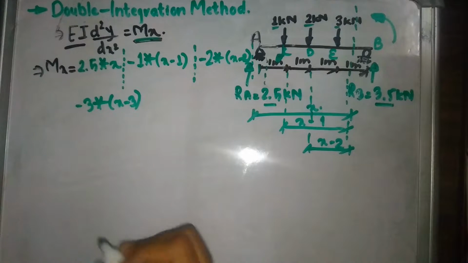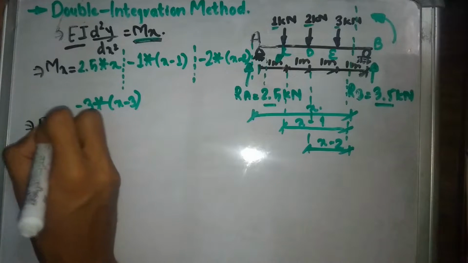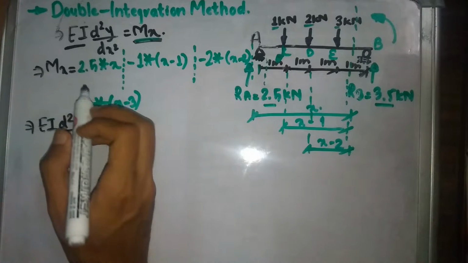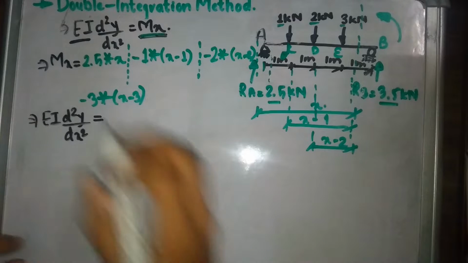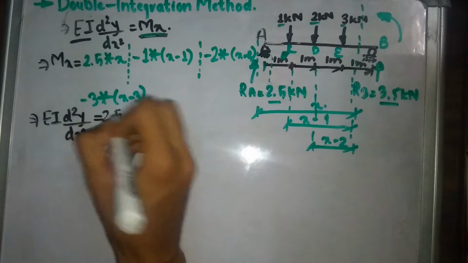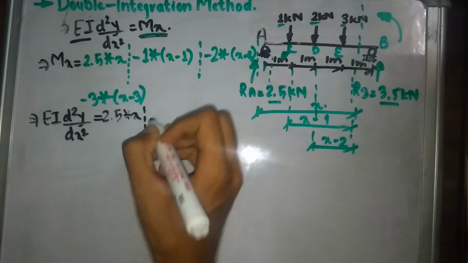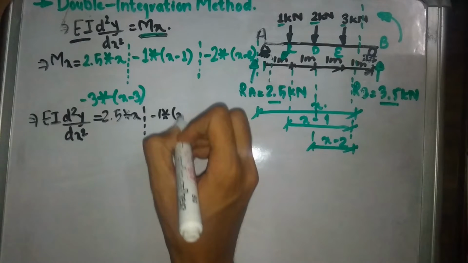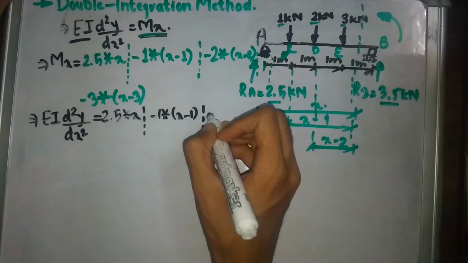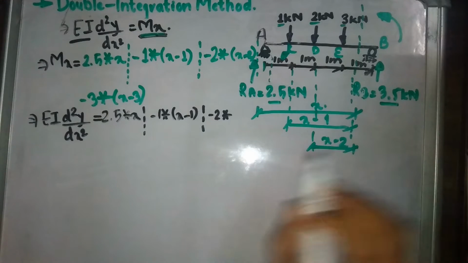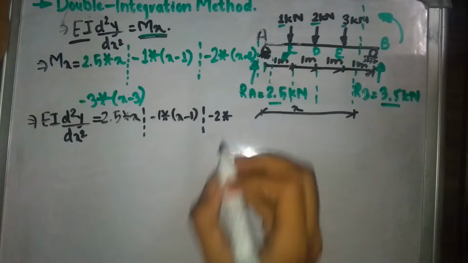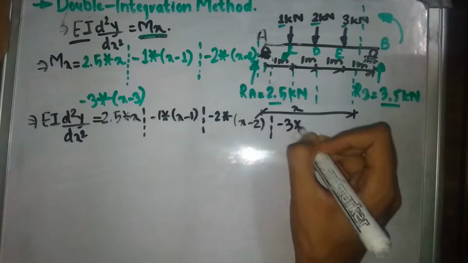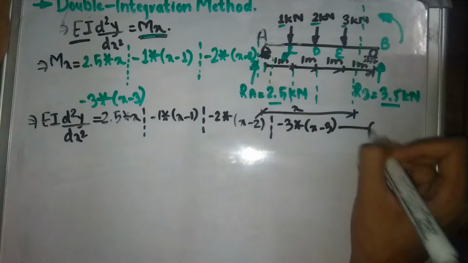Next what we're going to do is write this down. So I have EI d square y divided by dx square equals Mx, and now I'm going to write down my value of Mx, which is going to be 2.5 into x. I draw this line to mark the beginning of a new force: minus 1 into x minus 1, minus 2 into x minus 2, next line minus 3 into x minus 3. So I'm going to mark this as my equation first.